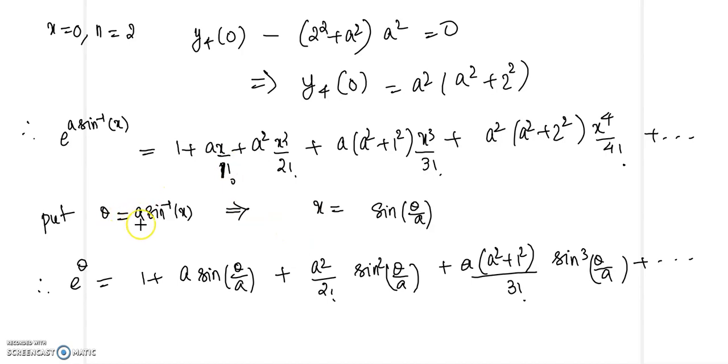So theta is a sine inverse of x. So theta by a will be equal to sine inverse of x. So therefore we'll get x as sine of theta by a. So substitute for x here. So that will give the expression of e raised to theta.